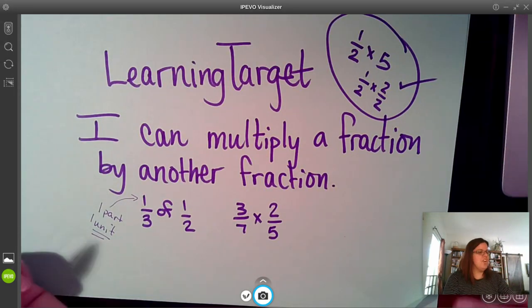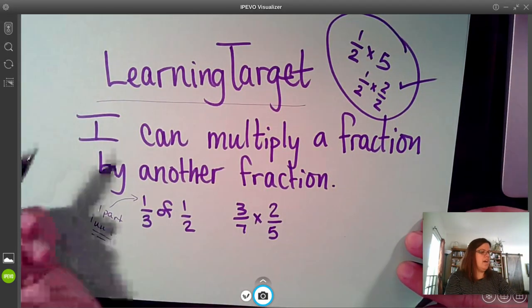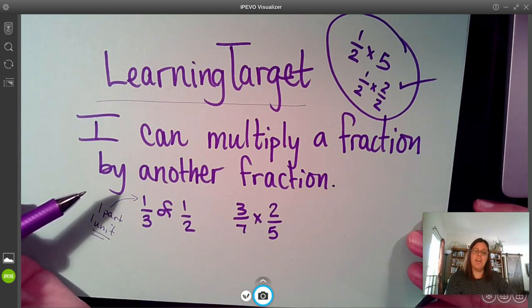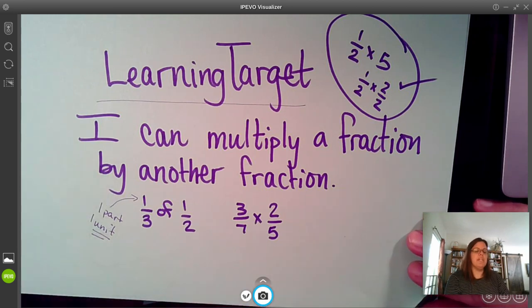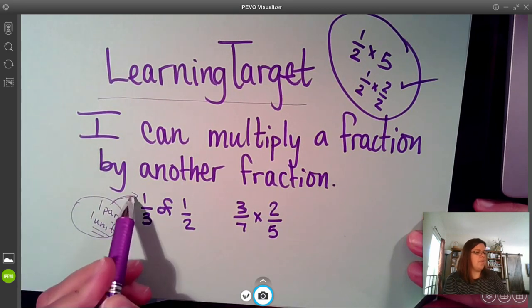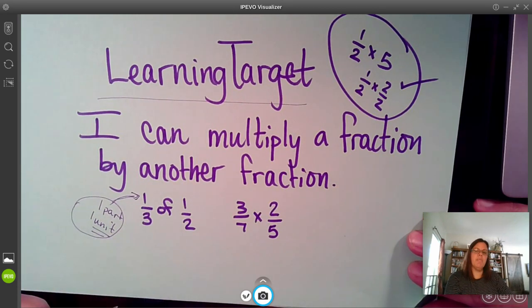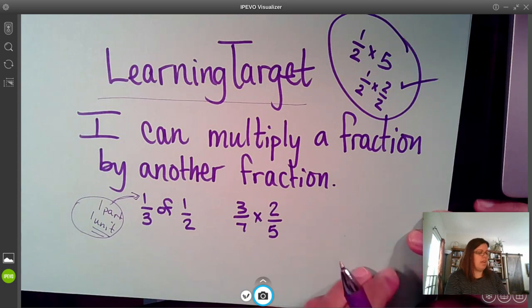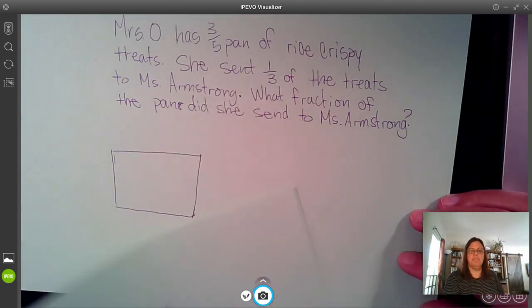To our learning target, one more time, we can multiply a fraction by another fraction. So today we're going to take a unit fraction, which we know means the numerator is a 1, that there's one part. And we're going to take that times just a regular fraction. So here we go. I've got a little story to share with you.